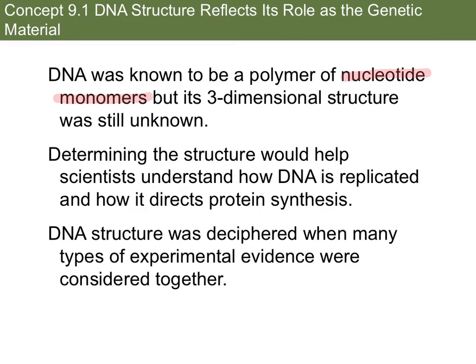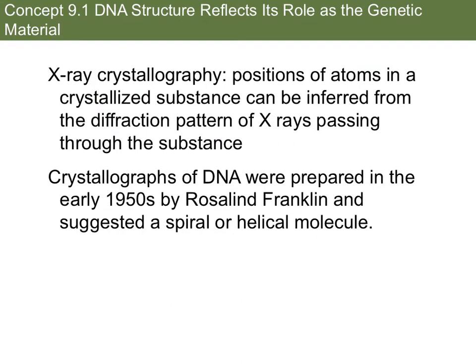Now, the structure was deciphered when many pieces of experimental evidence were considered together as a whole. The first of which was done by a scientist named Rosalind Franklin, and she used X-ray crystallography to figure out what the shape of that DNA was. She took what are known as crystallographs. Now, you don't need to know the specifics about how X-ray crystallography works. You just need to know that Rosalind Franklin took these crystallographs and created a picture that showed or suggested that spiral, or helical, model.